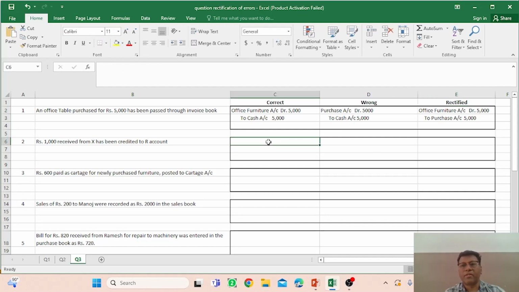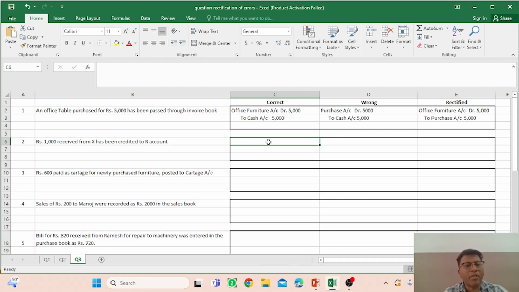Office furniture should be debited, so you make this entry: office furniture account debit rupees 5,000. And the purchase account, which was not to be debited, now you have to correct it. So the purchase account should be credited over there.